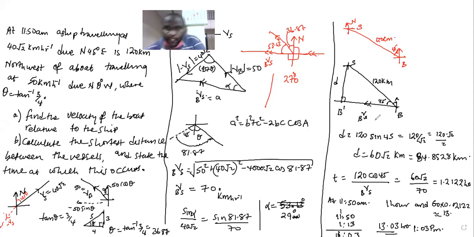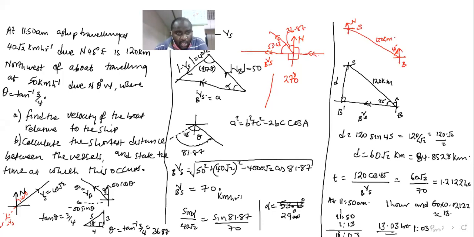Yes, teacher. Okay, so method 2, I'm going to use the vectorial approach. For the vectorial approach, we have first the velocity of the boat. The velocity of the boat was going northwest at theta degrees. So when you resolve, you'll have negative 50 sine theta i, and then in the j direction, it was 50 cos theta.